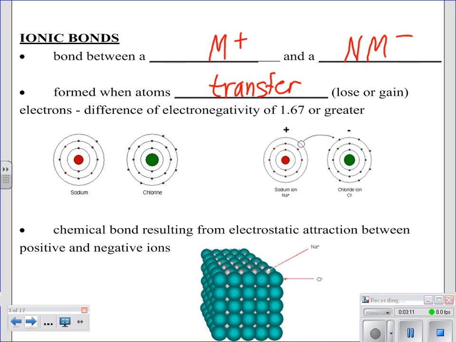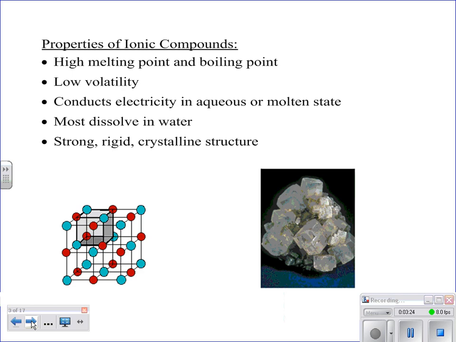And it's a really strong bond. It's a strong attraction. So here we have an example of some sodium ions and chloride ions. And notice that it's a nice structured pattern that we see here that's formed from that. And then some properties that we'll see with ionic compounds. Because it's so structured and such a strong bond, you expect to see really high melting points.